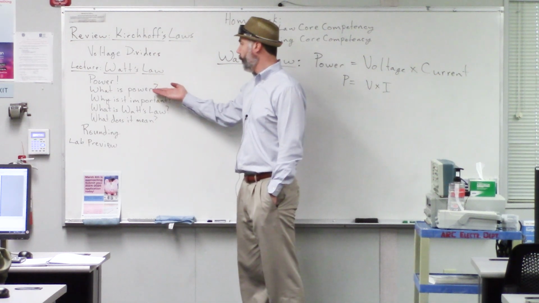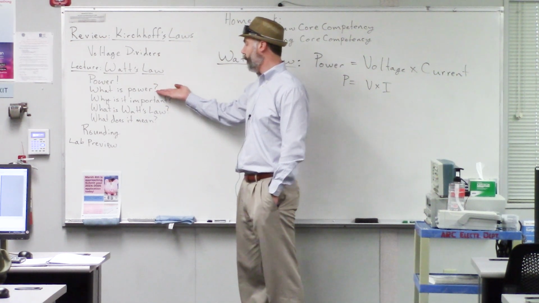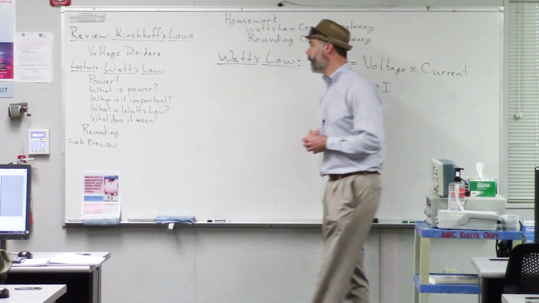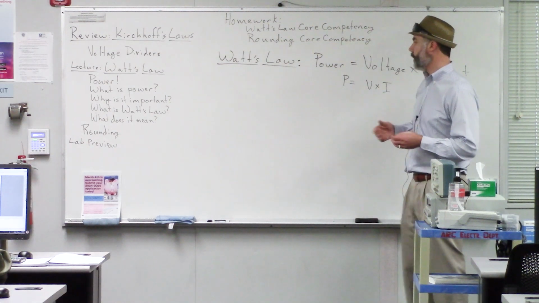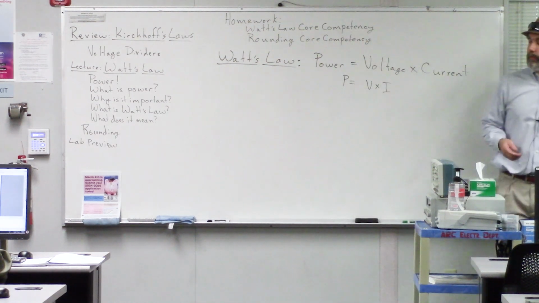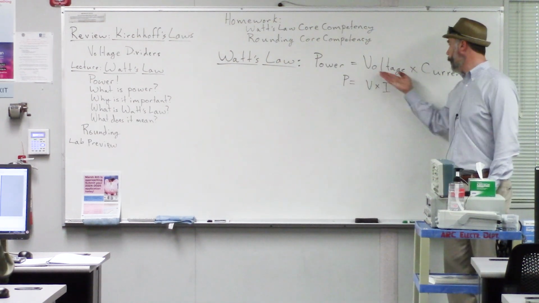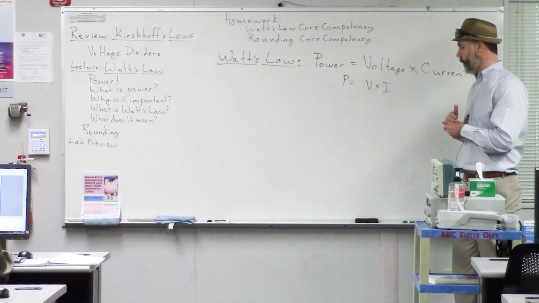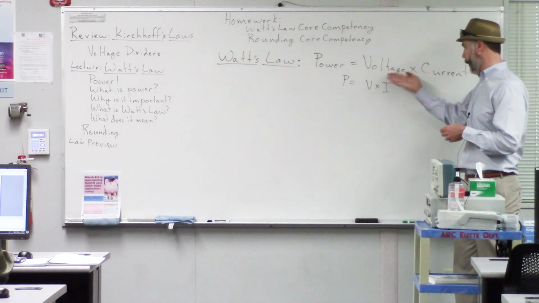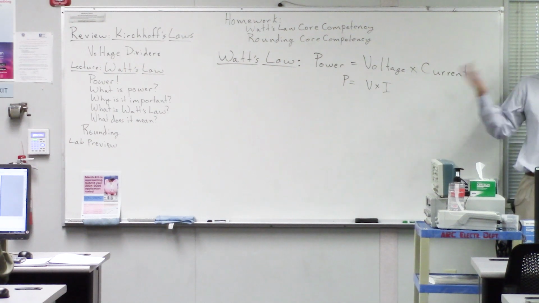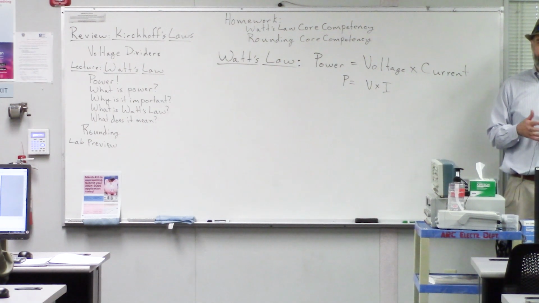So we know what power is. It's just the amount of energy that's being used. We talked about why that's important. So let's talk a little bit about what Watt's law actually means. Okay? So we said that power is voltage times current. So power is the amount of energy that's being used in the circuit, and then we know that voltage is the electrical pressure, and then current is like the amount of electricity that's flowing.